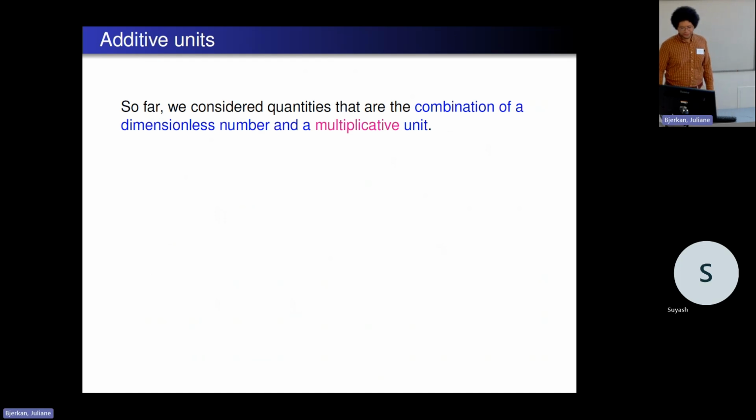Okay, so far I've been talking about quantities that are the combination of a dimensionless number and a multiplicative unit.